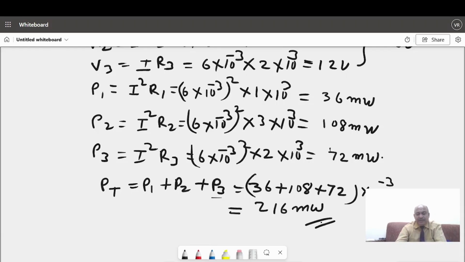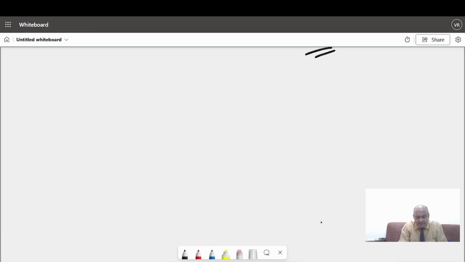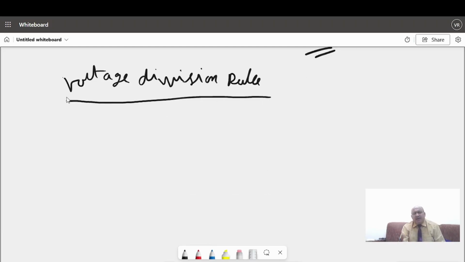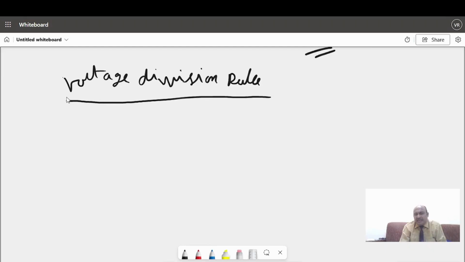Like that only you have to calculate and solve the problem by individual voltages, individual currents, individual powers and total resistance. Next one is the voltage division rule. Some others may call it the voltage divide rule also. For easy calculation, there should always be 2 resistances. If there are 3 resistances, we have to convert them into 2 resistances, then you can easily solve.